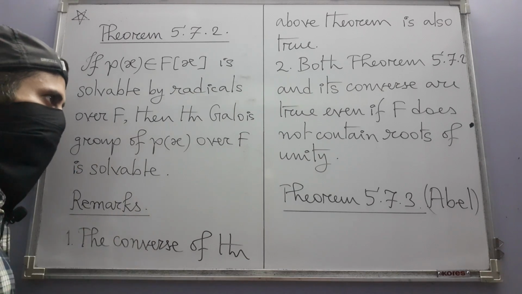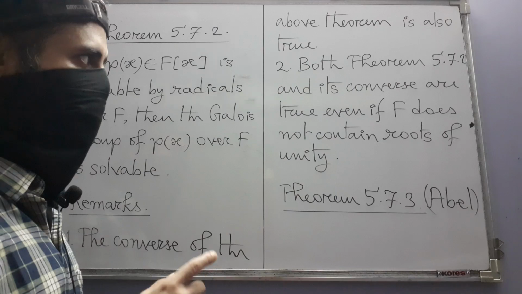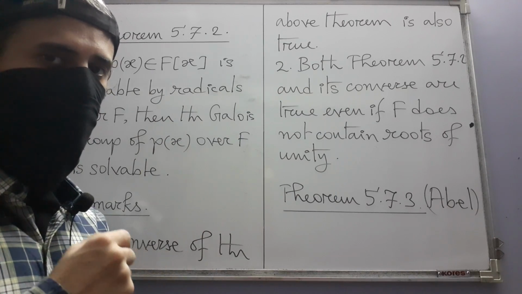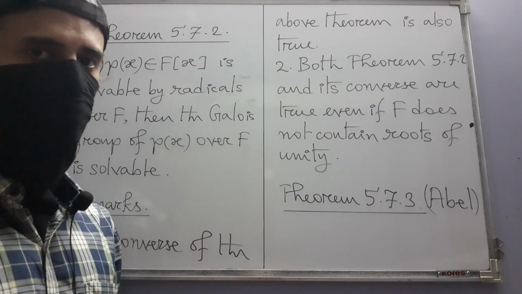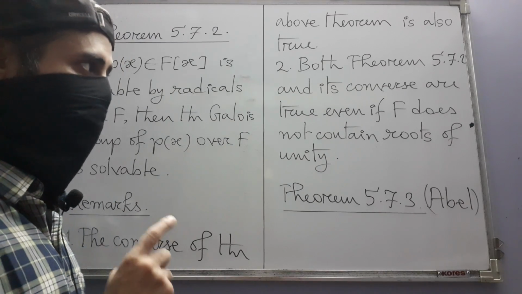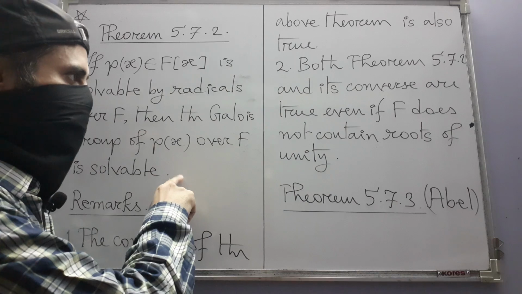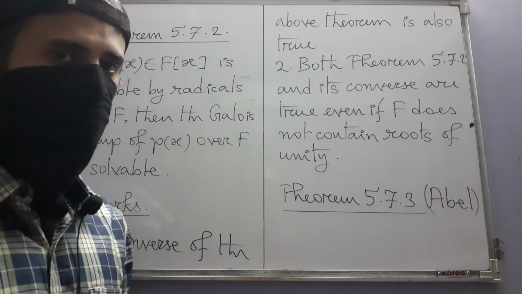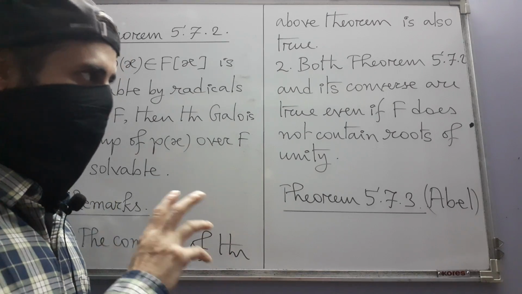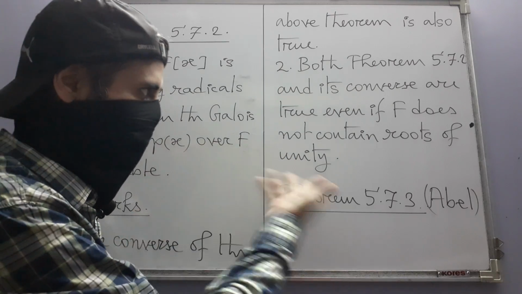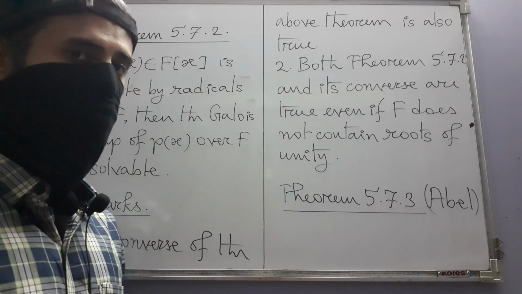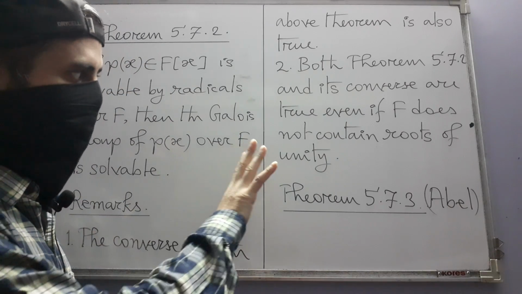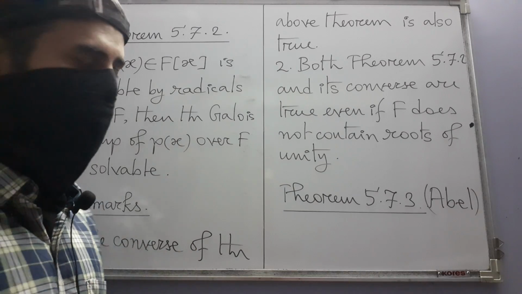There is another remark. If you recall, we were under the assumption that f contains all the nth roots of unity for all positive integers n. But this theorem and its converse are both true even when f does not contain roots of unity. So that means even if we relax this condition, both the theorem as well as its converse are true. And that also is just kept like this without any proof.